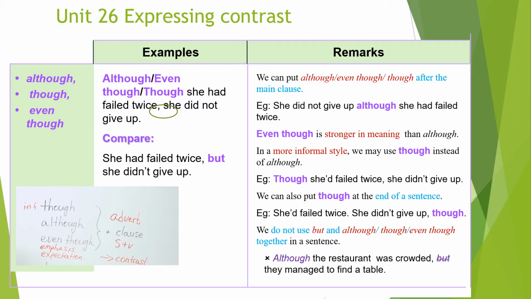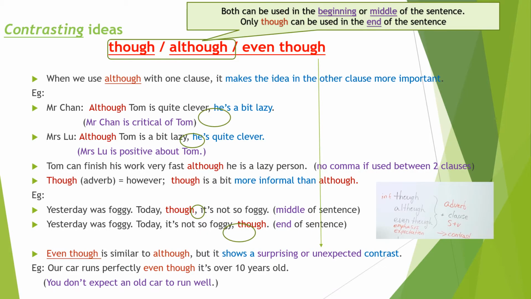All right, let's move on to the next slide. More about contrasting ideas and, in greater detail, what's the difference between though, although, and even though. When we use although with one clause, it makes the idea in the other clause more important. Which is more important? That means the second one, the one without although. That clause is more important.